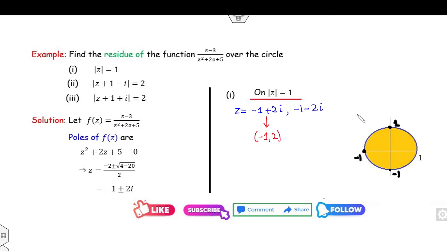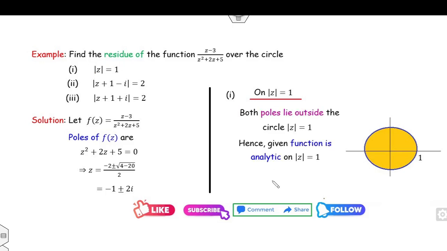So where does it lie? It lies here, because this value is 2. So this value lies outside the circle. Similarly, minus 1 minus 2 iota again lies outside the circle. So that means none of the points lie inside the circle. That means this function is analytic on the given domain |z| equal to 1.